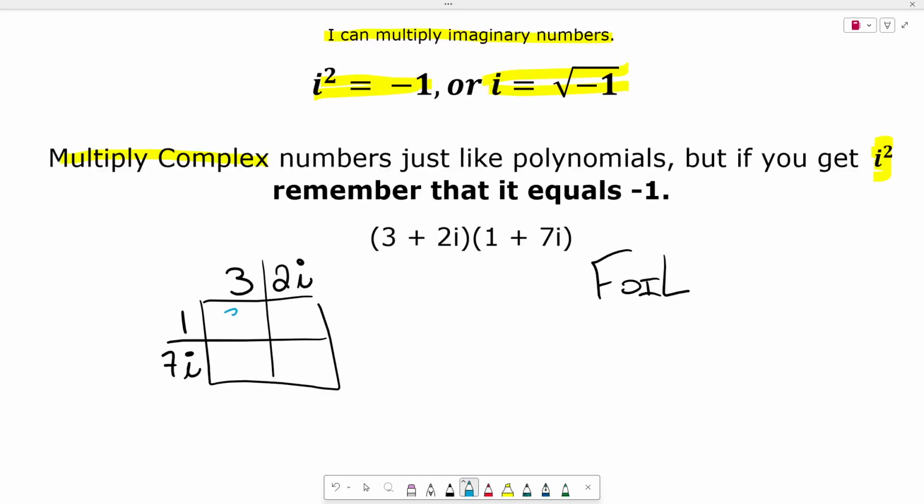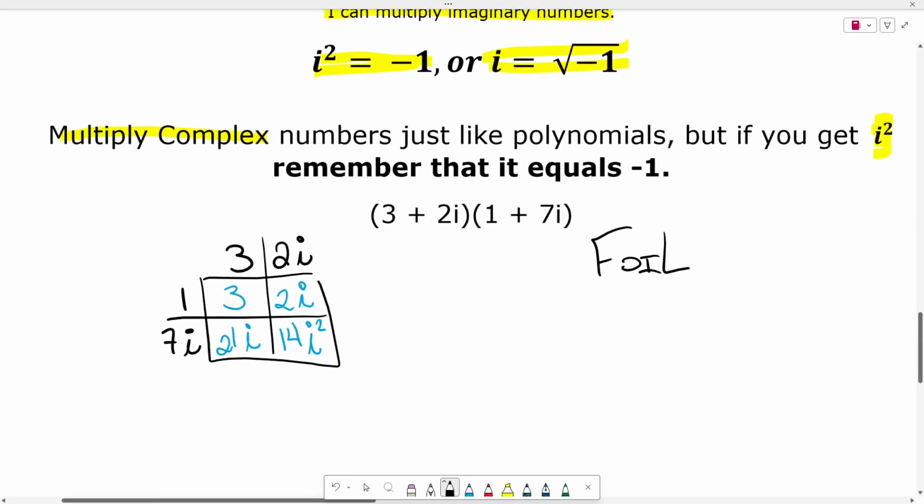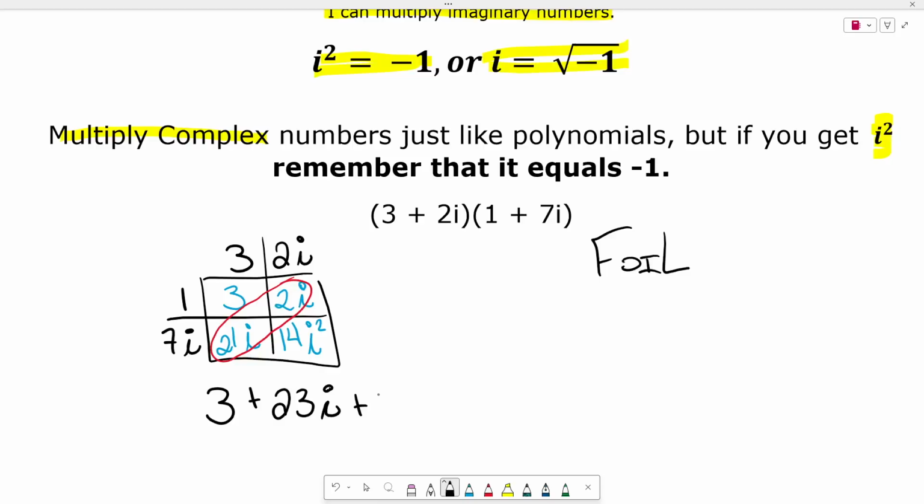I'll do 1 times 3 is 3. 1 times 2i is 2i. 7i times 3 is 21i. 7i times 2i is 14i squared. So if I go and collect my like terms, I have 3. These two are like terms right here diagonally. So it'd be plus 23i plus 14i squared. But remember, anytime we have i squared, we can't leave it like that.